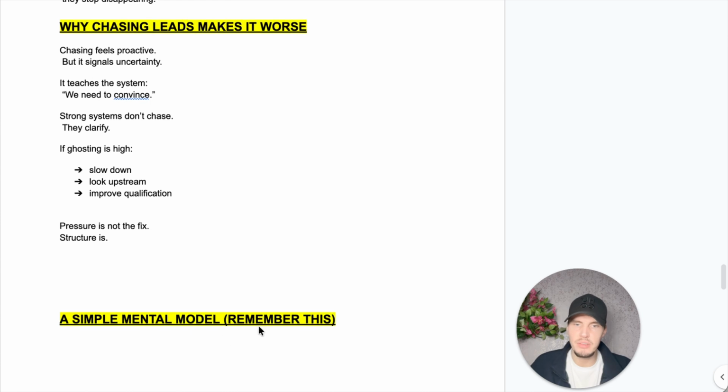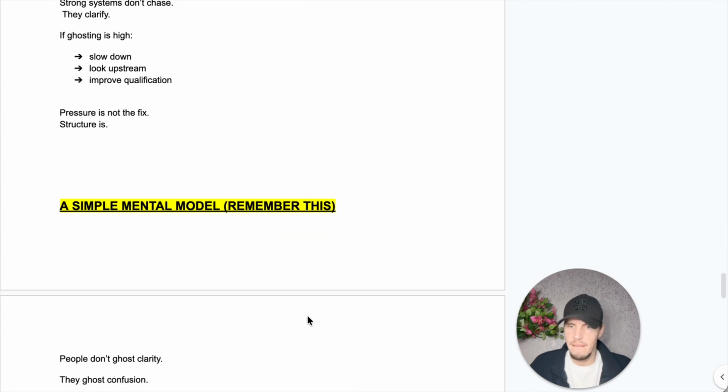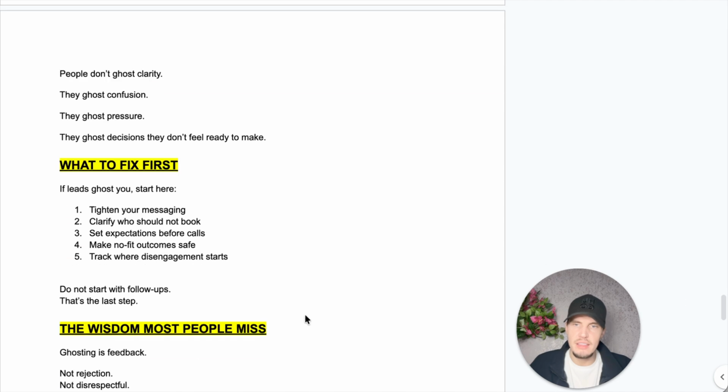So, a simple mental model to remember. People don't ghost clarity, they ghost confusion. They ghost pressure, they ghost decisions they don't feel ready to actually make. So, what to fix first? If leads ghost you, start here. Tighten your messaging, clarify who should not book the call, set expectations before the call, make no-fit outcomes safe, and track where disengagement actually starts.